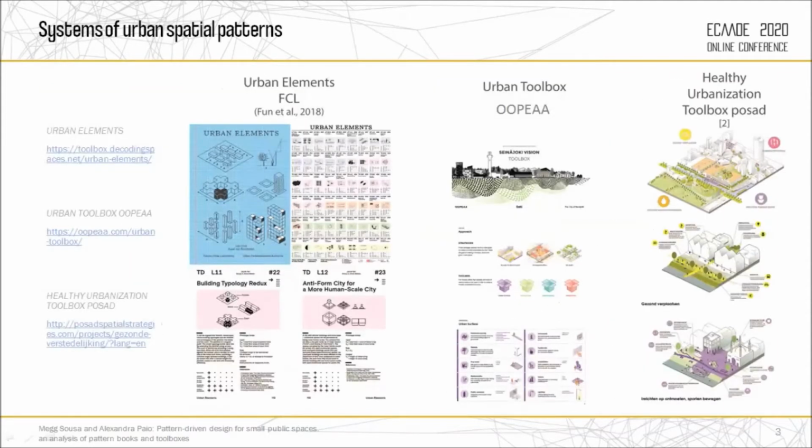Other urban systems presented like toolkits and toolboxes are Urban Elements, developed by FCL Future Cities Laboratory from Singapore in 2018; the Urban Toolbox from the Finnish of Sofia, designed for Seinäjoki City Center in the last year; and the Health Urbanization Toolbox from the Dutch of Sipoza for the urban development of Utrecht City in 2015.